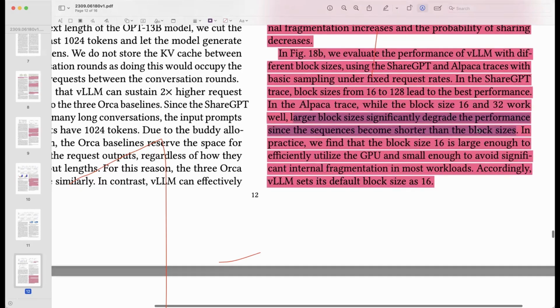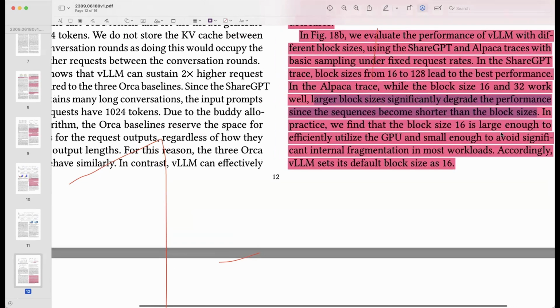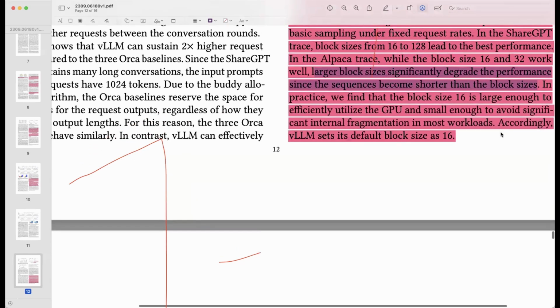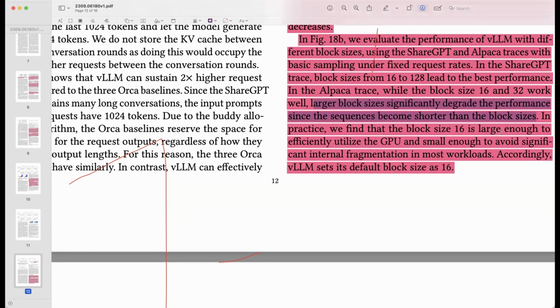Got it. But then why do they say larger block sizes significantly degrade the performance since the sequence becomes shorter than the block size? Is it because this causes memory inefficiency and hence the consequence? Okay, yeah, it's a two-step process. The internal fragmentation wastes KV memory, causing the server to be handling fewer users at once.